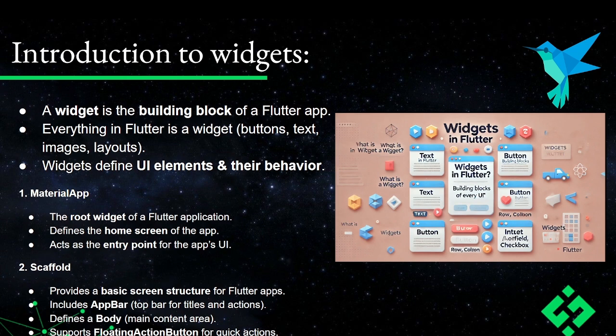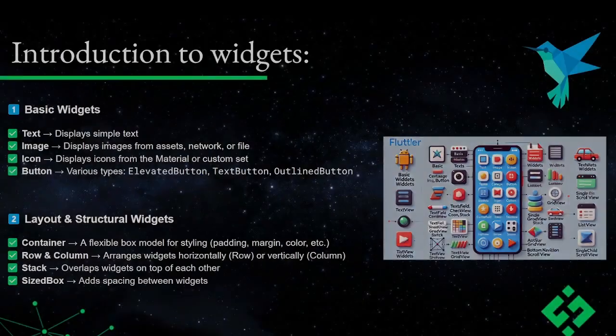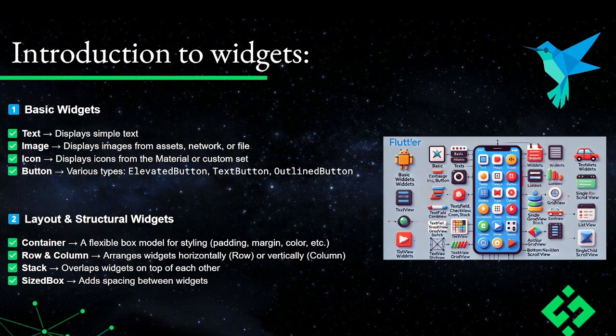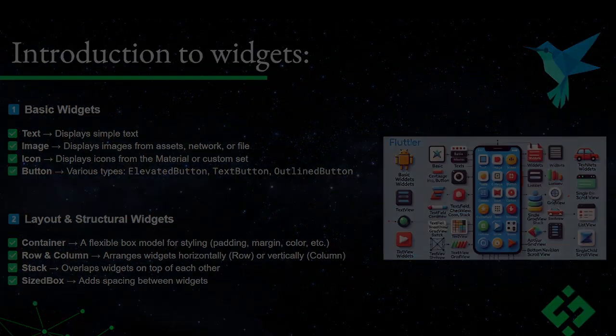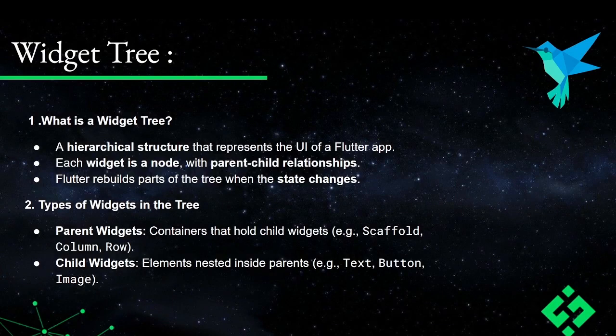Then we have moved towards widgets, and we have explored what widgets are. They are the building blocks, and everything we see on the screen is a widget. Then we have seen two important widgets, that is material app and scaffold. We have explored some important widgets like text, images. You can also explore more on your own. Now we will move towards widget tree. So first of all, we will understand what is a widget tree in Flutter.